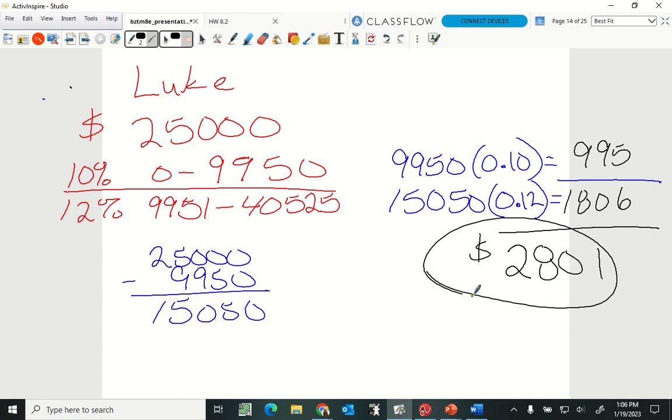Damn. Yeah, that's a lot in taxes, right? You didn't really make that much, did you? No. 25,000 isn't that much, but you're still going to have to pay almost 3,000 in taxes. That's how it works. Tiered system. Okay. Government sucks.